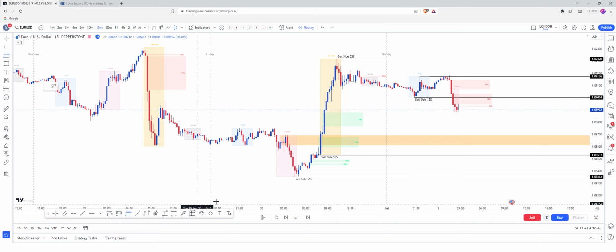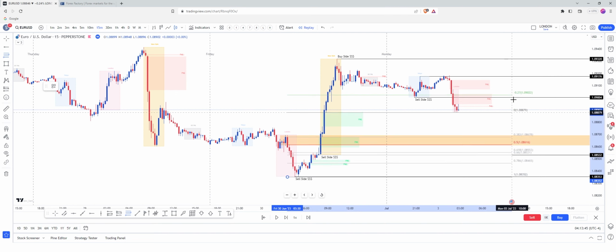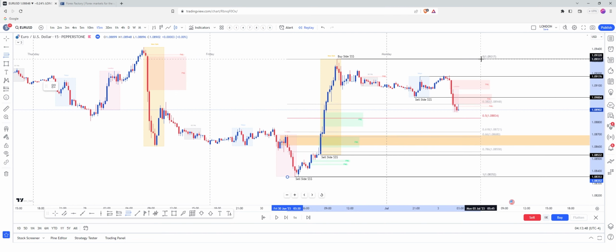And also what I'd just like to note is where the premium discount is of the range from Friday. So at the moment we are just above equilibrium, so we're in a premium of the range of Friday. Optimal trade entry, which is quite interesting, is just on this breaker block area. So that would be an area that you would want to be looking at taking profit at the very minimum, I would have said. So going into this, we should definitely have a bearish bias.